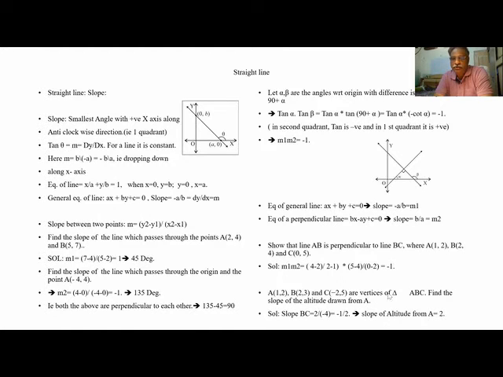Now three points are the vertices of a triangle. Find the slope of the altitude drawn from A. When I draw the altitude from A, it is perpendicular to BC. So what is the slope of BC? y2 minus y1 is 5 minus 3, that is 2, and x2 minus x1 is minus 2 minus 2, that is minus 4. So the slope is minus 1 by 2. So what is the slope of the altitude? It is 2, since m1 m2 is minus 1. So the slope of the altitude is 2. With slope 2 and the point A (1, 2), I have to find the equation.